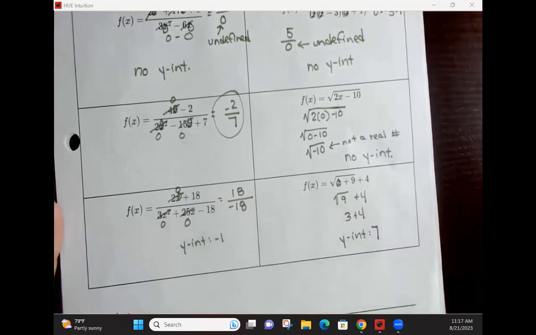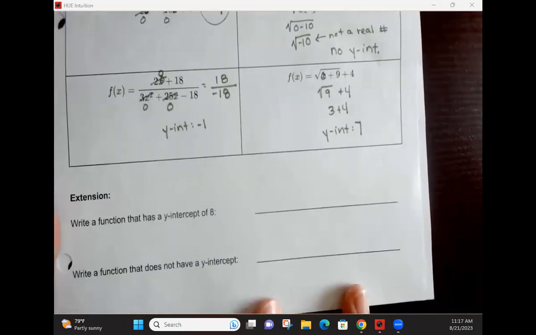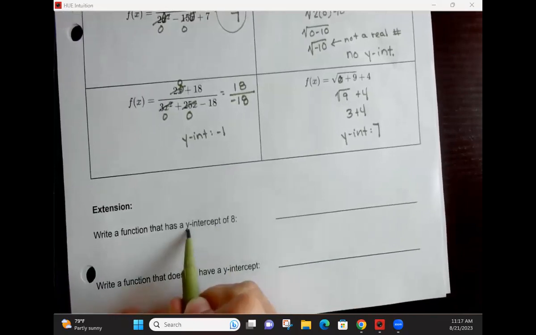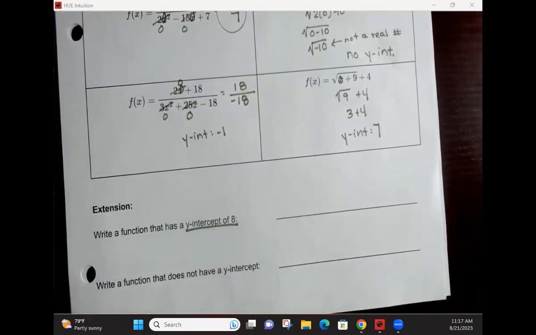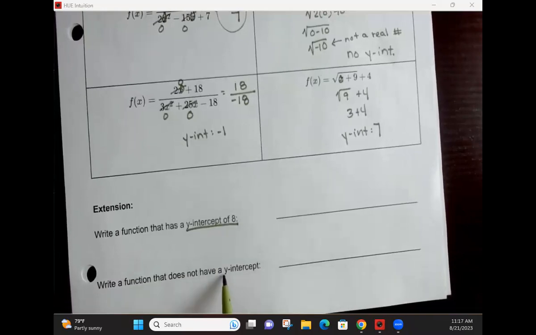Last thing for today. I would like you guys to write your own function that has a y-intercept of 8. It can be as complicated or as simple as you would like. And then I would like you to write me a function that does not have a y-intercept. Okay, try those last two. For the last one, you may not reuse the problem from above. Do not put your notes away just yet. Again, as complicated or as easy as you want to make them.